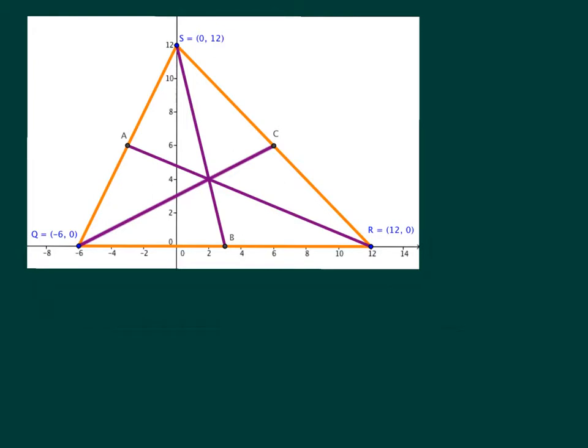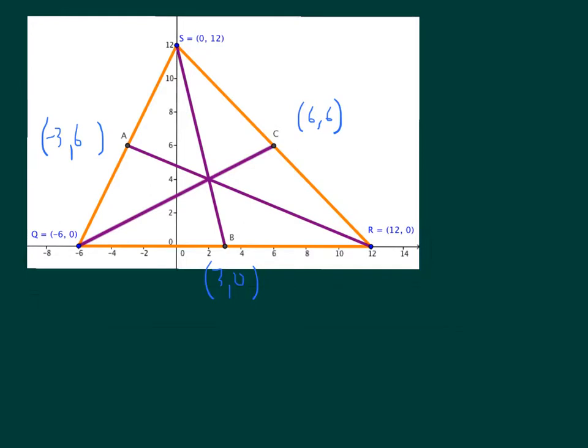you find that point C has the point 6, 6. Point A has the coordinate -3, 6. And coordinate B here is at, let's see, it's at 3, 0. And then we'll just find the three lines in any form we want. I'll do point slope form.